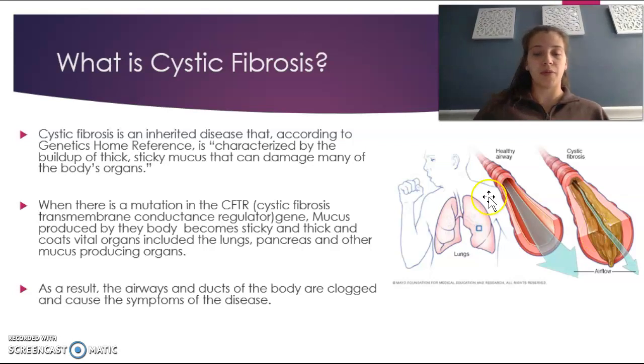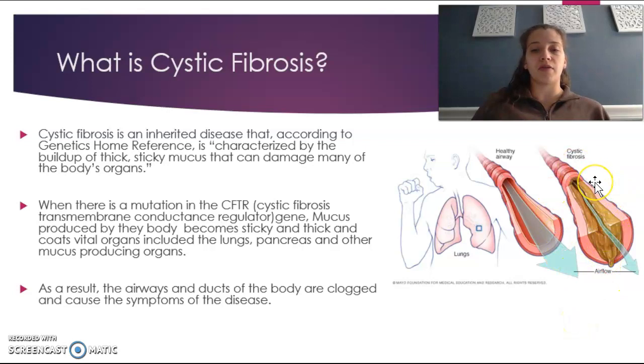So over here we have a picture of a nice healthy airway with no cystic fibrosis, no mucus buildup, the air flows through nicely. And then over on the right, we have a cystic fibrosis afflicted airway. And we can see all this mucus on the sides and how the air passage is really fine and small, and it's really hard for the person to breathe.